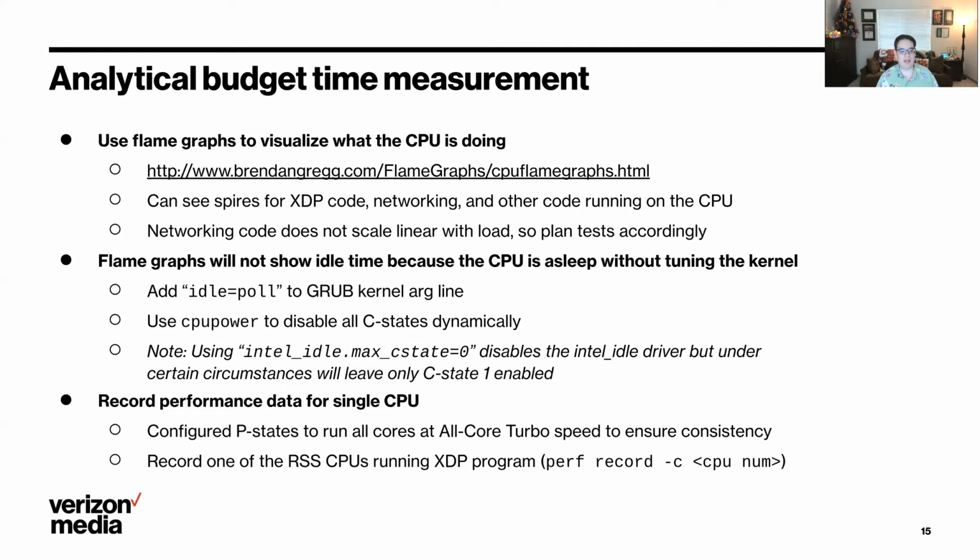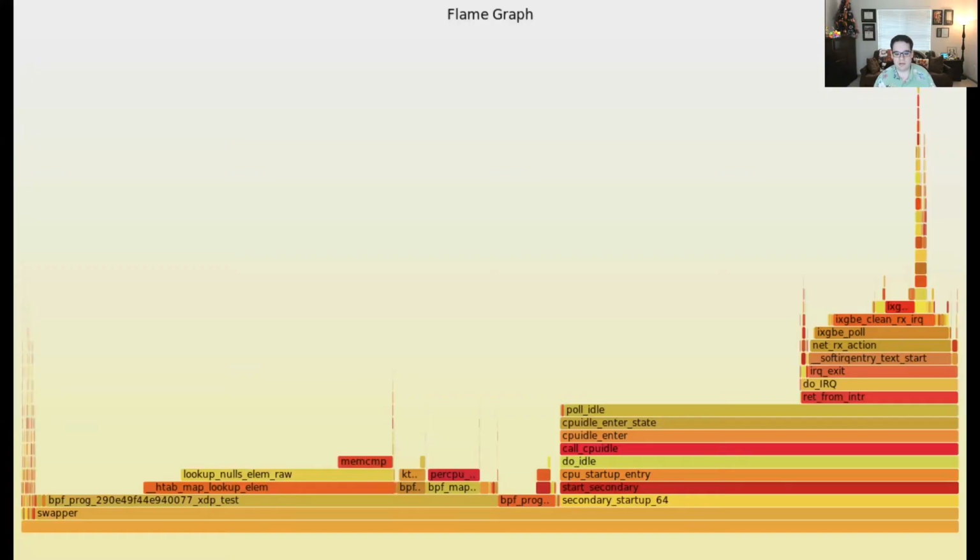To do this though, there is some tuning that has to go into the environment. We have to turn on the idle polling and not use C states. And also in this particular case, I'm looking at the performance of a single CPU that's doing the receive side scaling. So here is a flame graph.